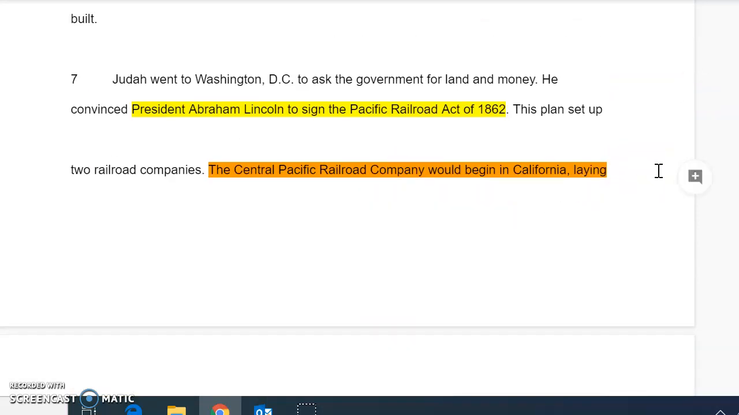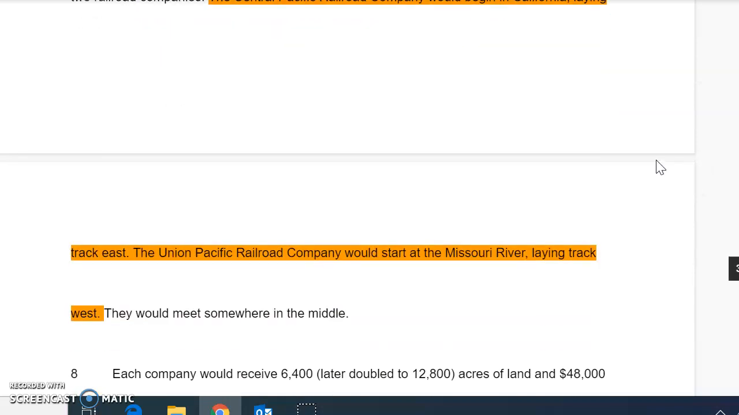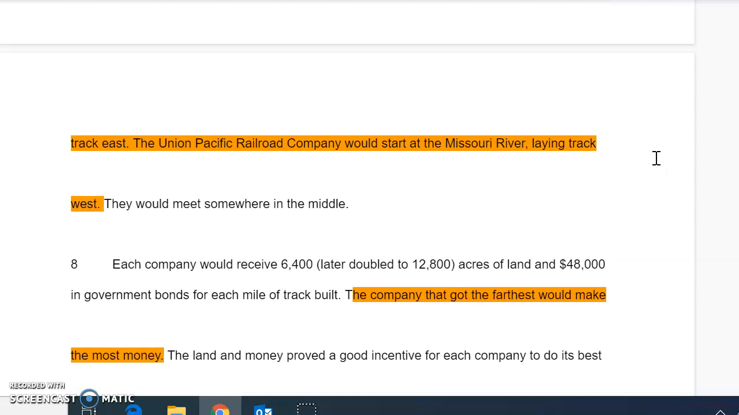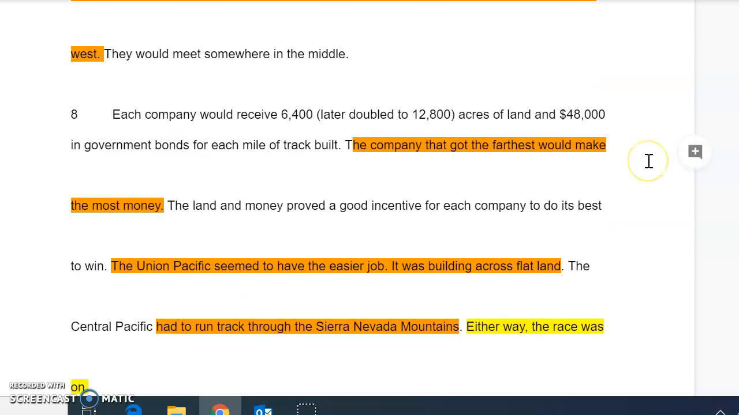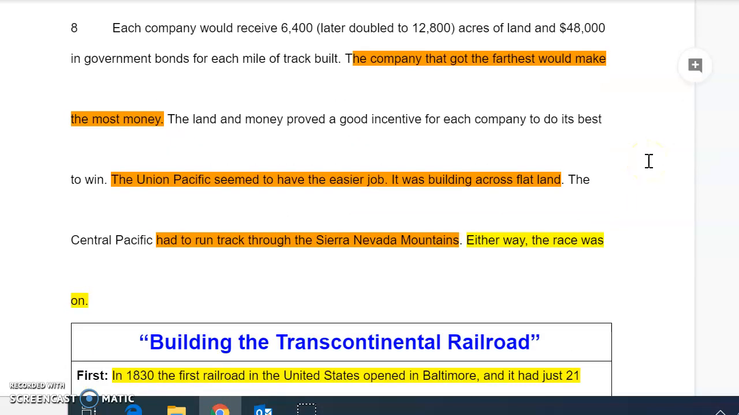The Central Pacific Railroad Company would begin in California, laying track east. The Union Pacific Railroad Company would start at the Missouri River, laying track west. They would meet somewhere in the middle. So we have teams of workers on both sides, both coasts, the Pacific coast and the Atlantic coast, and they're going to move inward to the center of America, coming together to create these train tracks that reach across the entire nation. Each company would receive 6,400.